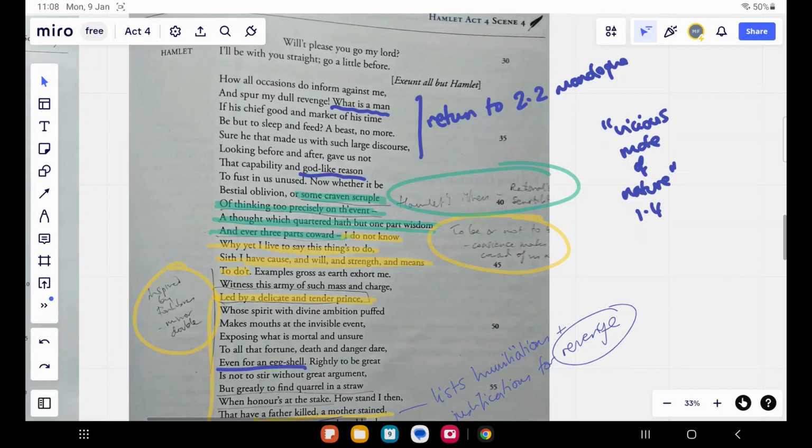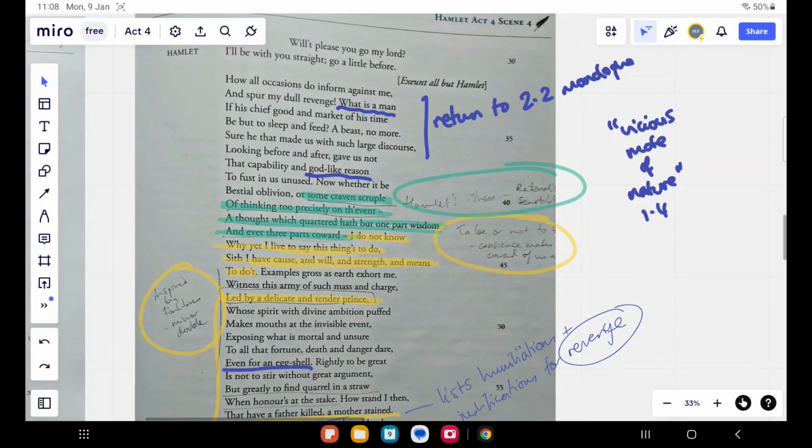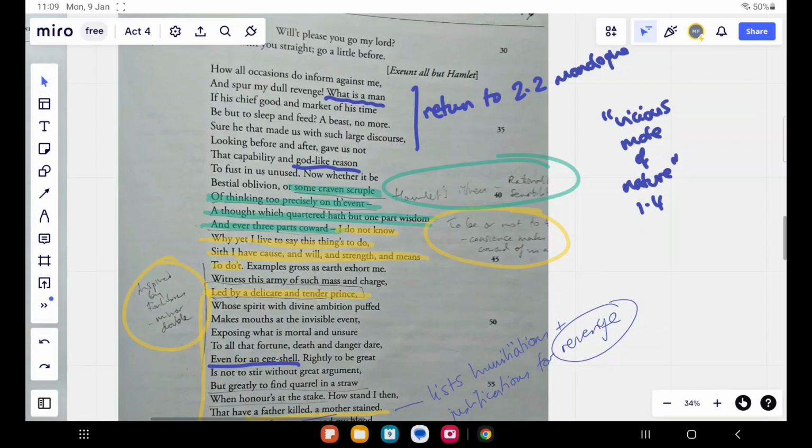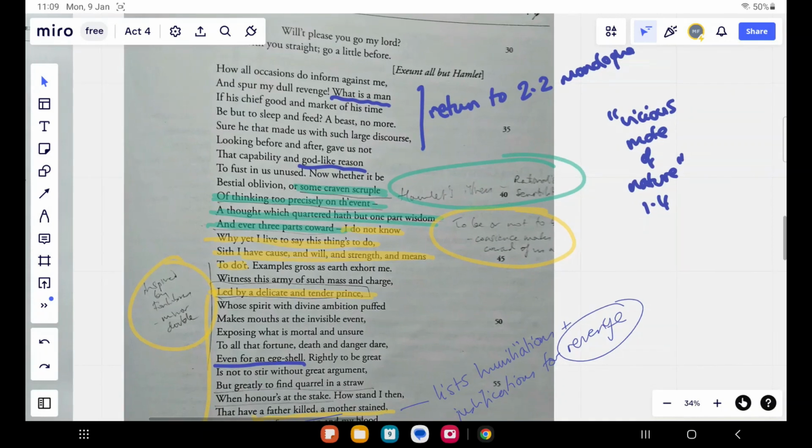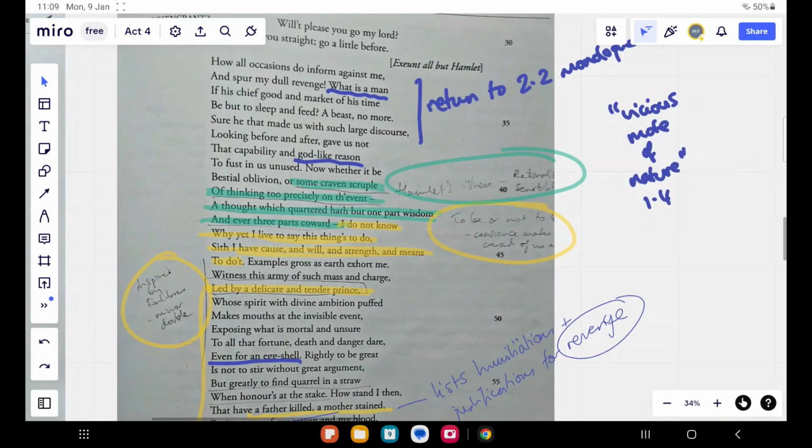At times this is very interesting because it returns us to the monologue of Act 2, Scene 2, when he thinks about what a piece of work is a man, and the paragon of animals, godlike reason. So he seems to be saying here that if a man only eats and drinks, he's no more than a beast unless he's able to use that godlike reason to achieve something.